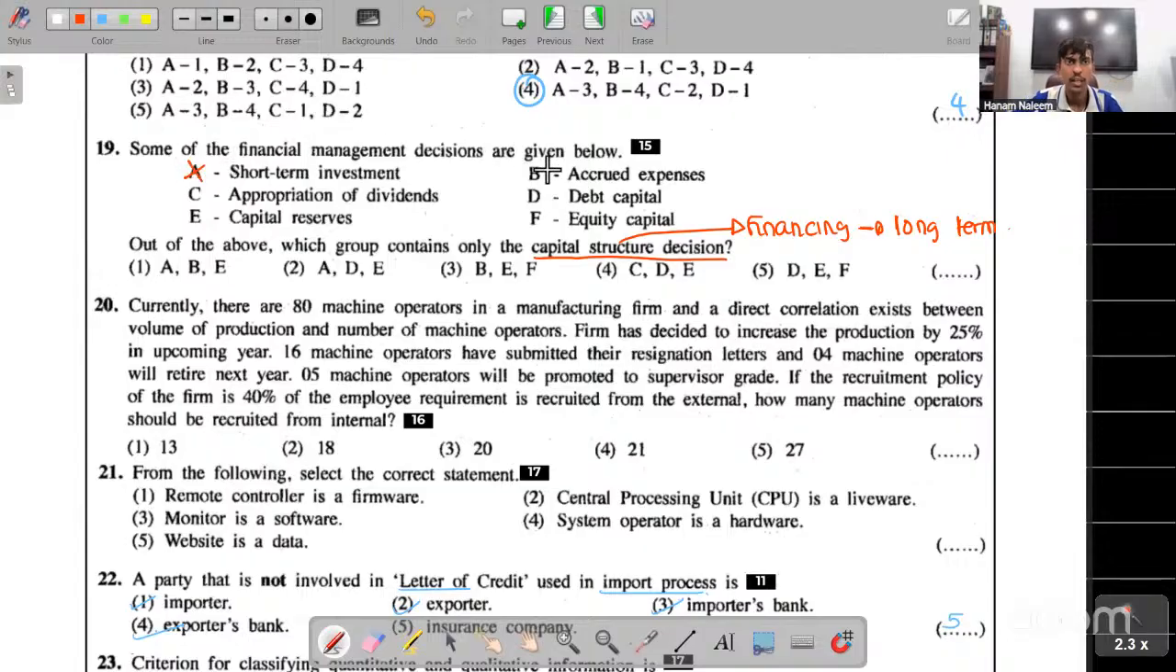Investments, wrong. Accrued expenses are a way to get money, but accrued is short term. Appropriation of dividend seems correct, but the thing is, dividend is financing. Yes, it is long term, but long-term financing decisions can be divided into two further: the capital structure decision and the dividend decision.